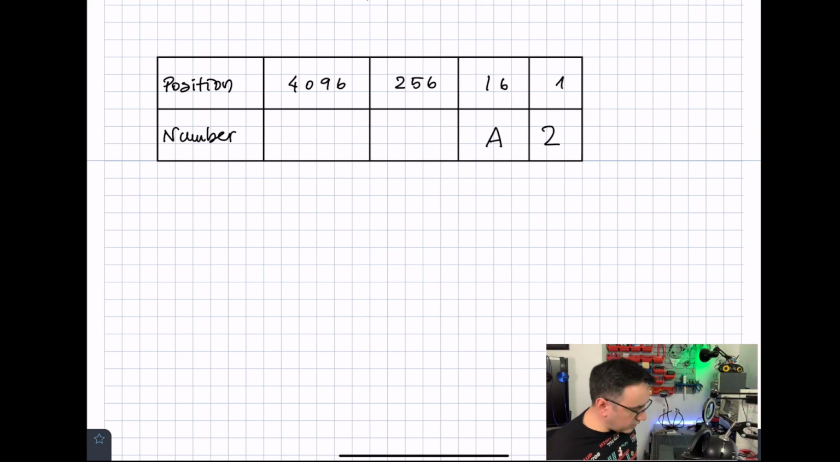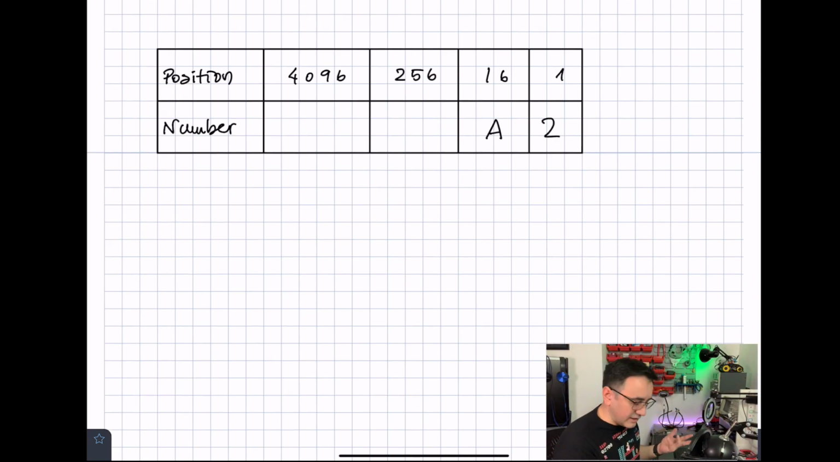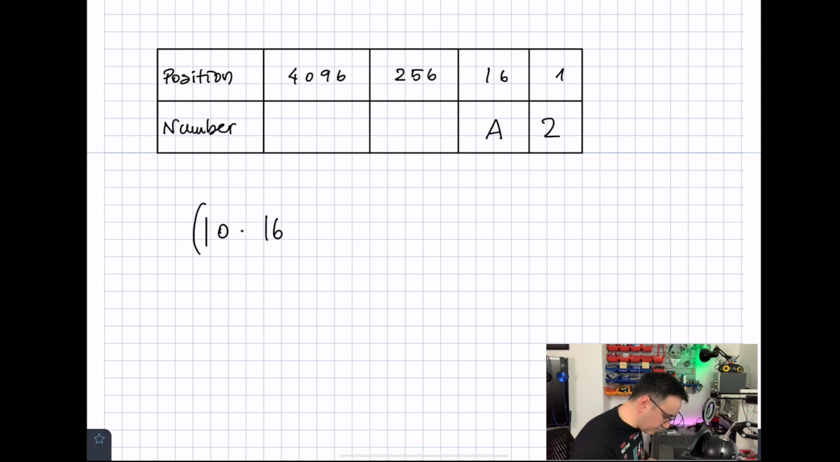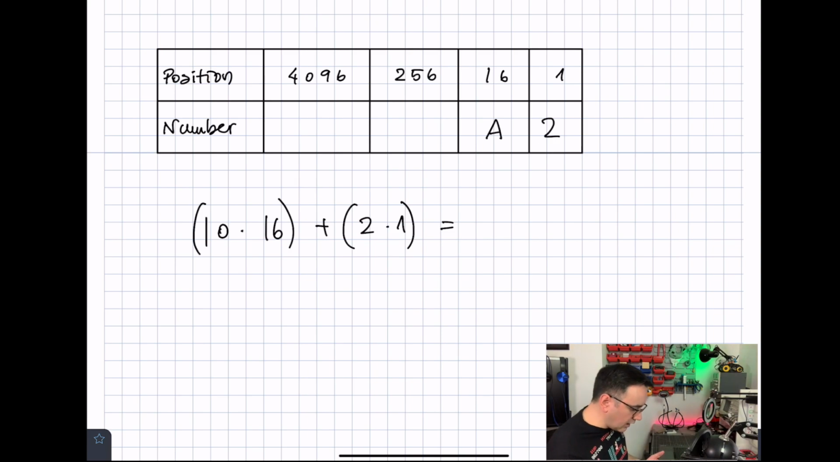For example, the number A2. Following the same procedure, the same rules we followed before, A was 10, so it would be 10 times 16 plus 2 times 1. And this would be 162. So A2 is 162 in hexadecimal.